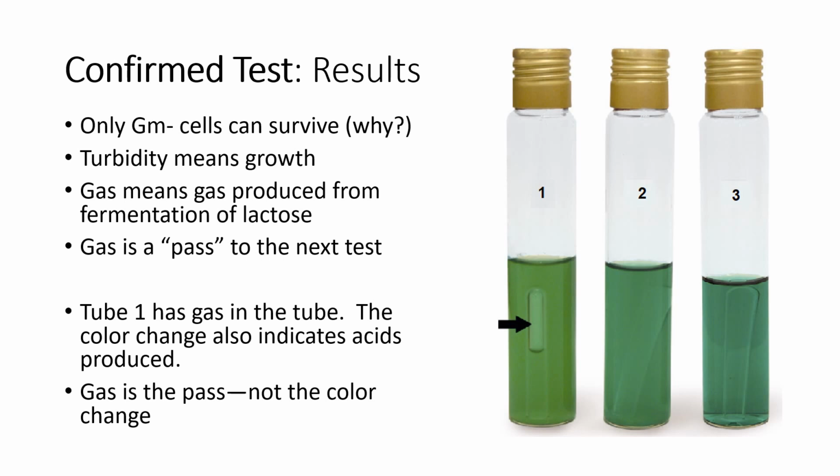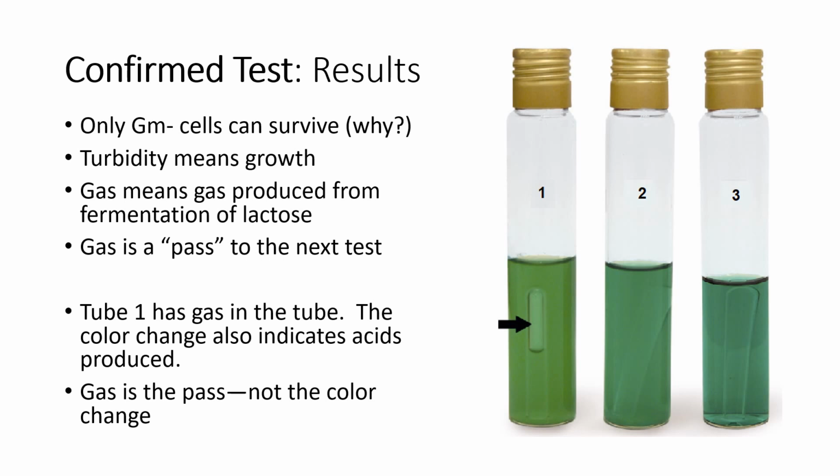So if I had gas and went forward into the brilliant green lactose bile broth, but now I have no gas, then I know that whatever gave me the gas before must have been a gram positive, and now I just got rid of it. With the bile and the brilliant green, I inhibited the ability of that gram positive to make a cell wall, and so now they're dead. They did not survive in here at all. I couldn't have gone forward if I didn't have gas.